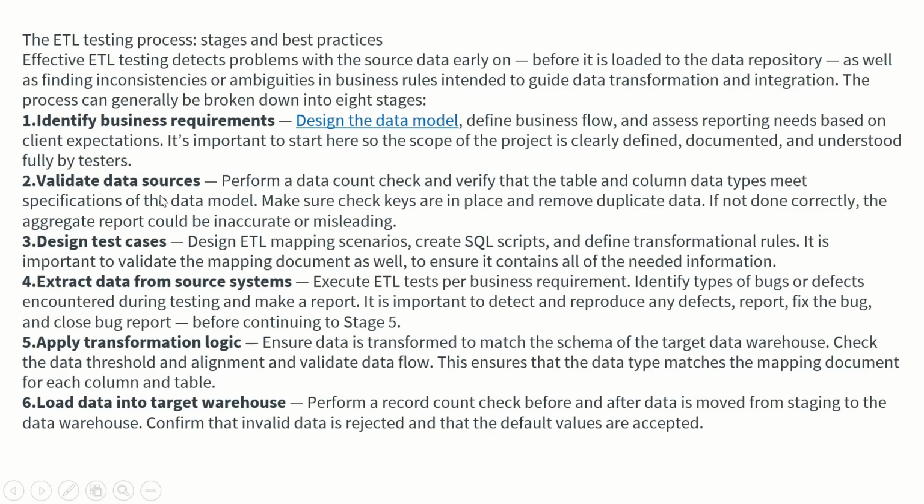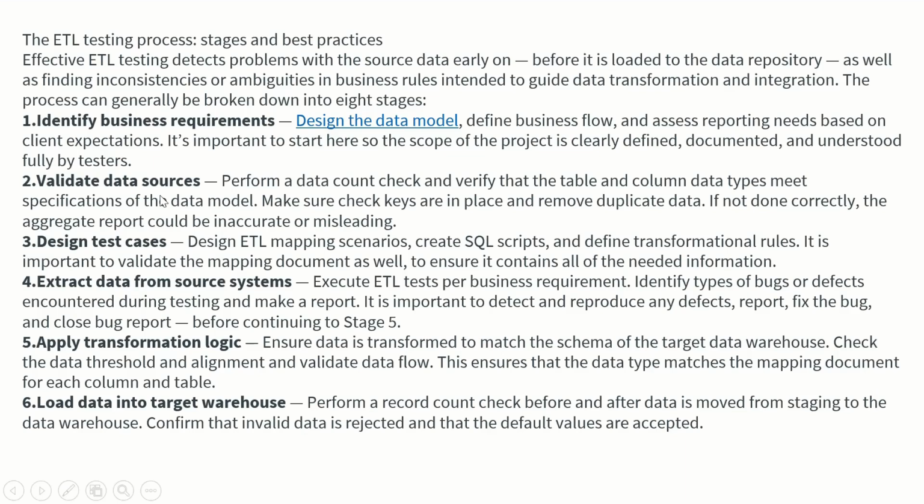So fourth one is extract data from source systems. Execute ETL tests per business requirements. Identify types of bugs or defects encountered during testing and make a report. It's important to detect and reproduce any defects, report, fix the bug, and close the bug report before continuing to stage 5.